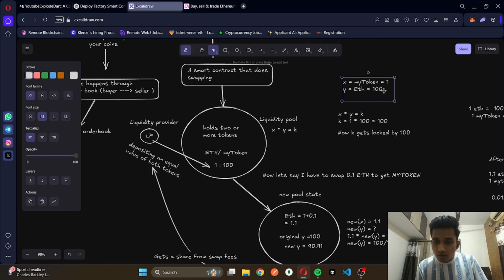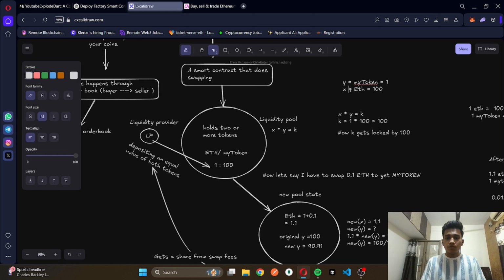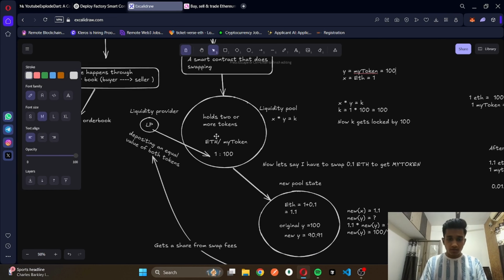Sorry, I have written wrong over here. Over here it's X and over here it's Y. So the value of X is equal to 1 and my token's value is 100. So for one Ethereum, I get 100 my tokens, right? So this is the initial ratio of our pool, and from this, we will find the value of k.